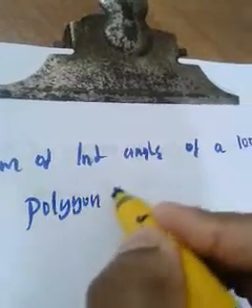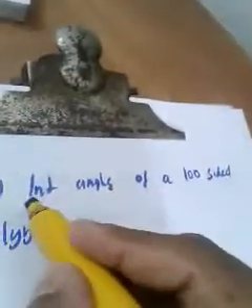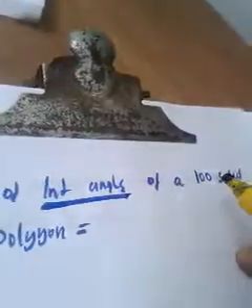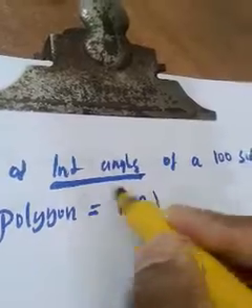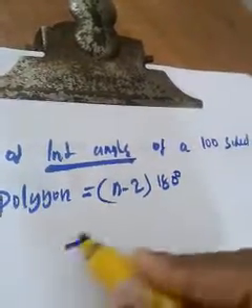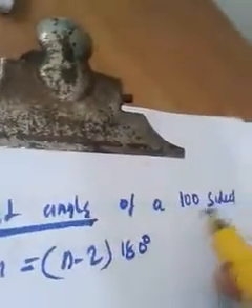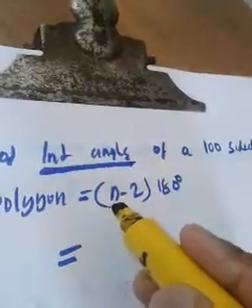In order to calculate the sum of interior angles, I repeat, interior angles. For exterior angles, this formula will not hold. The sum of the interior angles of any polygon is given by the formula n minus 2 into 180 degrees. And here what is the number of sides? It is a 100-sided polygon. So replace n as 100.